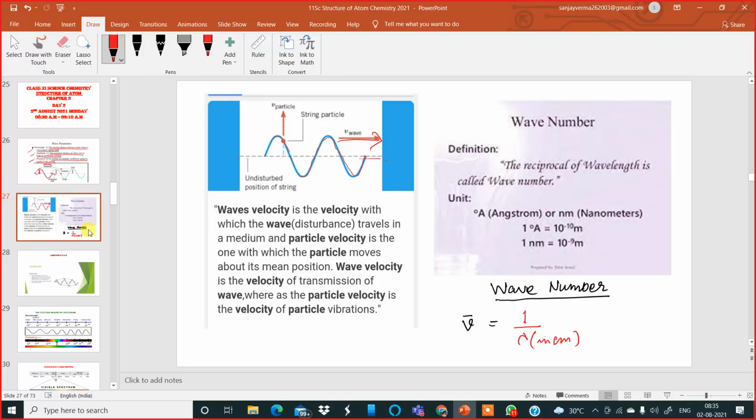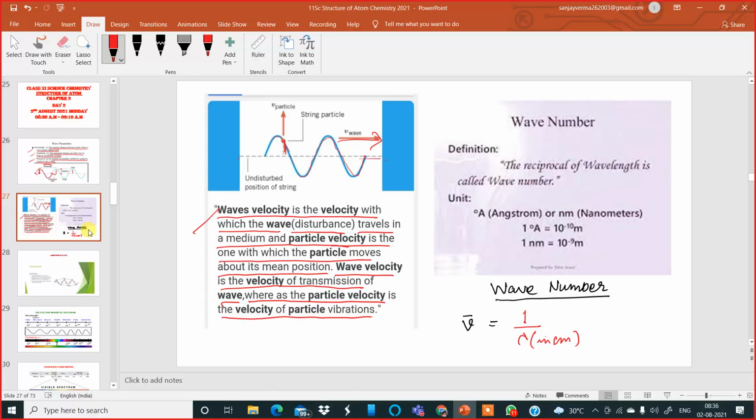Now wave velocity is the velocity with which the wave disturbance travels in a medium, and particle velocity is the one with which the particle moves about its mean position. So there are 2 things to keep in mind over here: one is wave velocity, another one is particle velocity. Wave velocity is the velocity of transmission of wave, whereas particle velocity is the velocity of particle vibrations. The particles vibrate up and down.